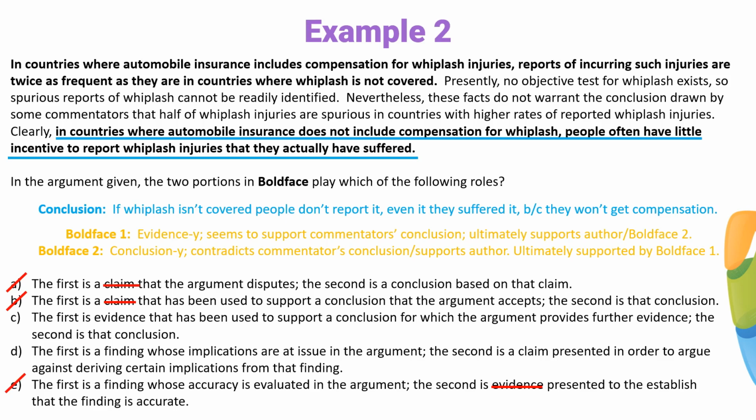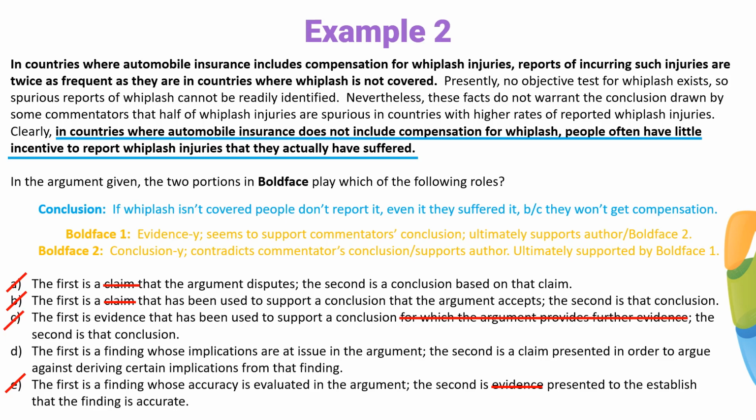So we only have 2 answer choices still standing, C and D. Next, we check for logical direction. Let's take a look at C. Well, C is actually a problem. C says the first sentence provides evidence for a conclusion that the argument is supposed to further support. But the argument doesn't further support that first conclusion, that conclusion of the commentators. In fact, the argument goes on to say that that evidence in the first boldface does not warrant that conclusion. It literally says that, does not warrant the conclusion. Instead, the author provides a different conclusion. That different conclusion is the author's conclusion and the conclusion in the second boldface. So C is out.